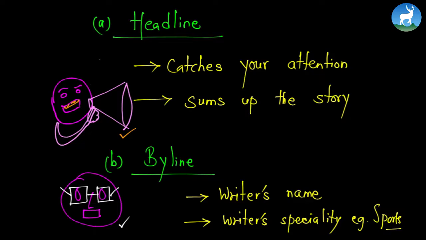So what does a headline do? The headline shouts at you, yells at you. It catches your attention. It sums up the story. The byline is all about the writer. Maybe the writer is a sports writer, or maybe a crime writer. So the byline tells all about the writer. Now let's study the placeline.